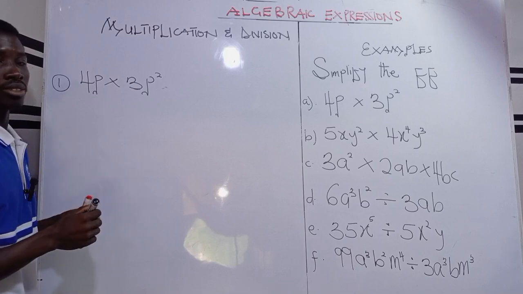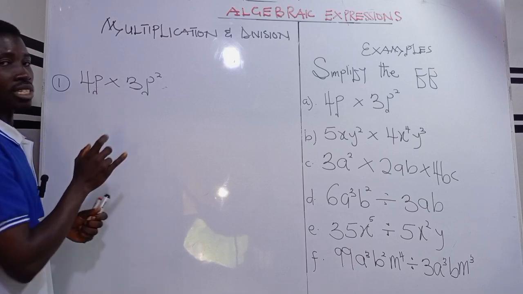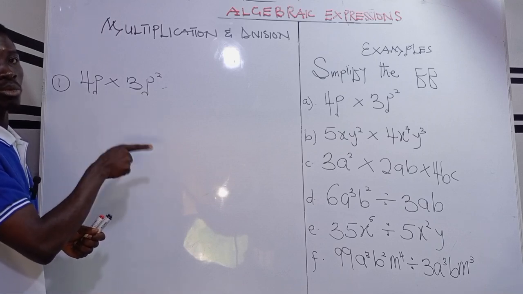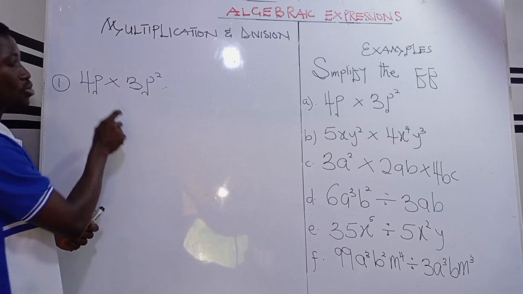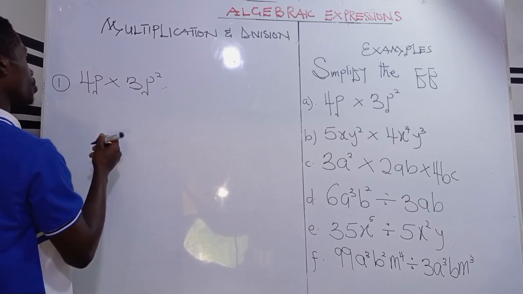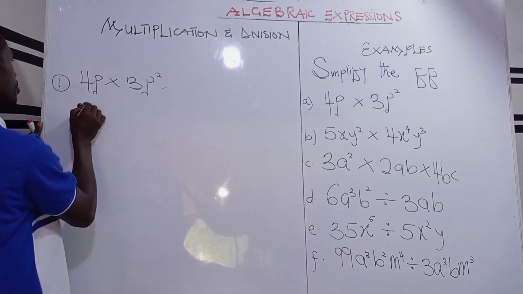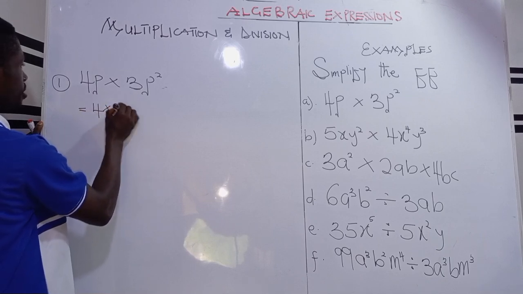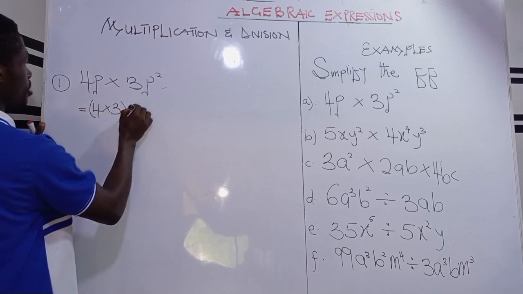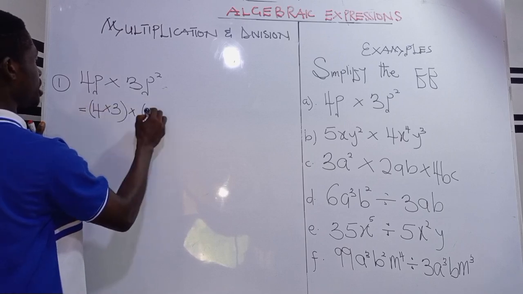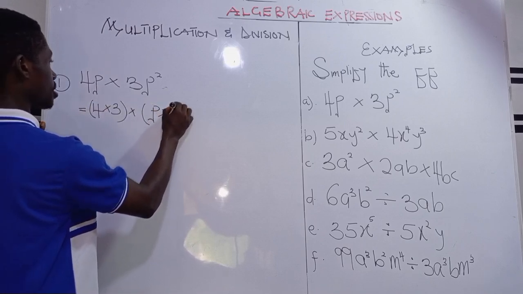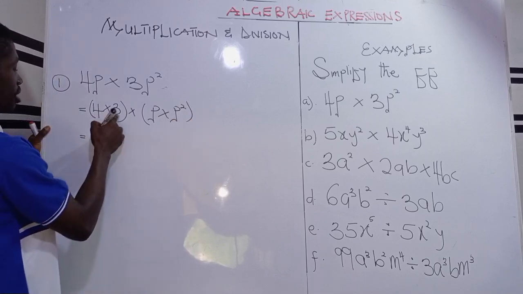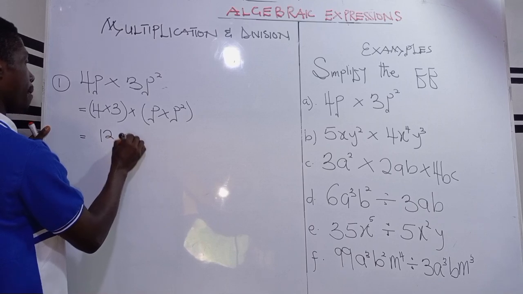So as I said earlier on, in multiplication of algebraic expressions, we are going to group the numbers and then we multiply. And then we group the letters too, and then we multiply them. So we are going to get, we multiply the numbers, and then we multiply what? The letters. So 4 times 3 gives us 12.